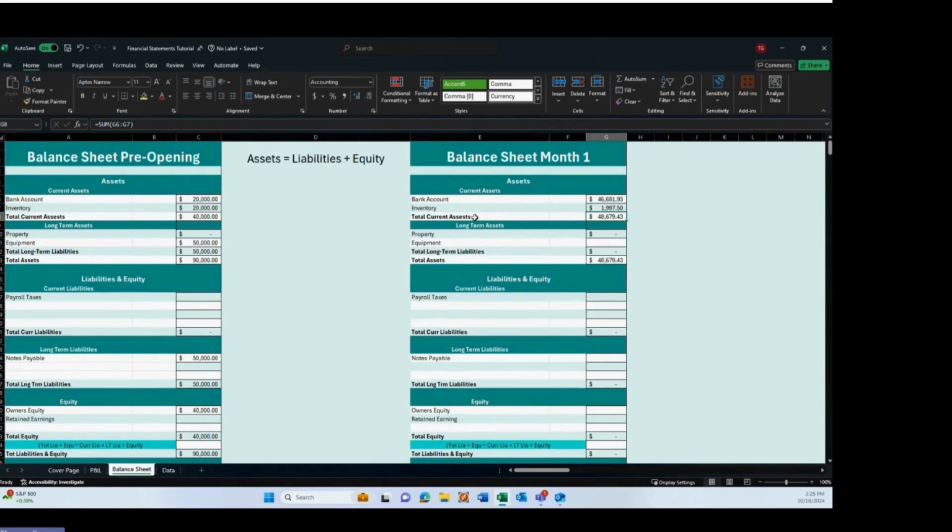So then the next thing we have to take a look at is our long-term assets. And so we know we have a piece of equipment that we purchased for $50,000. So we still have that piece of equipment.